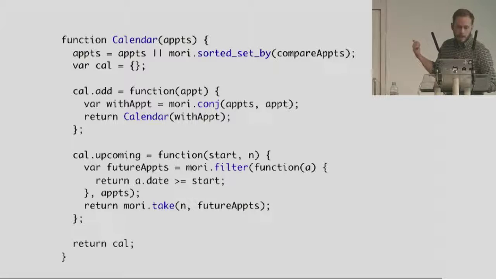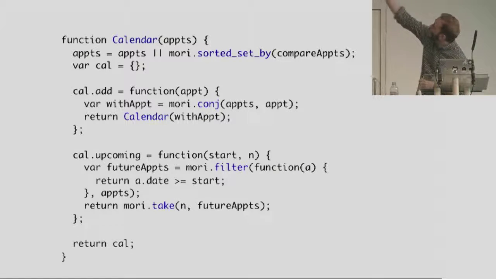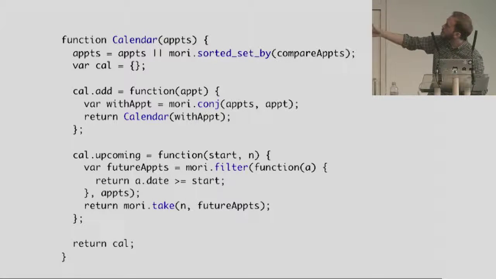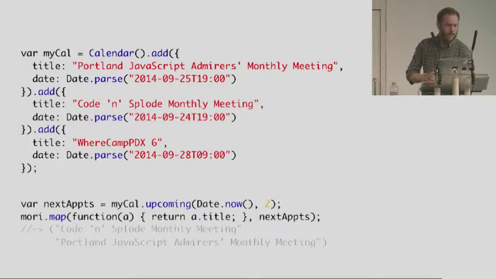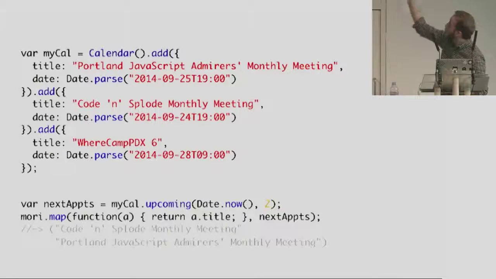Like the underlying sorted set, our calendar is immutable. Whenever we try and add a new appointment, we join it to our sorted set, and then we return a brand new calendar object with those appointments there. We can also query it for upcoming appointments, saying the number of appointments from now. So you might use it something like this. Each time we call add, you get a brand new calendar returned, but the previous historical states are maintained, right? They are preserved in this sorted set. And then we can query it saying, what are the next 2 appointments from now, and grab the titles.